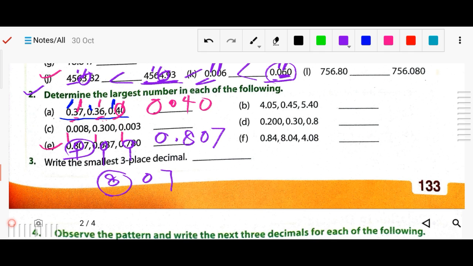Okay, similarly you can do here number D. Here is 0, again 0 and here is 0, so same. Now check next one: 2, here is 3 and here is the 8. So among 2, 3 and 8, which one is the largest?